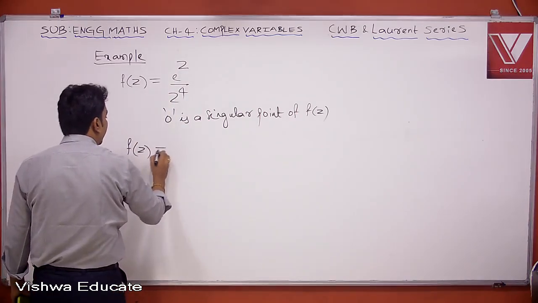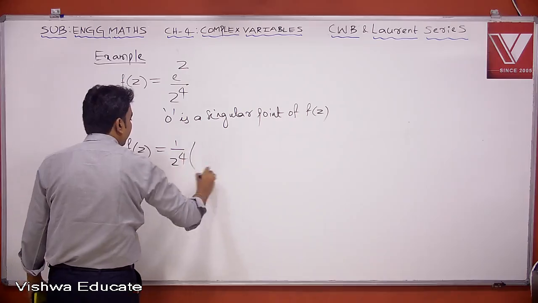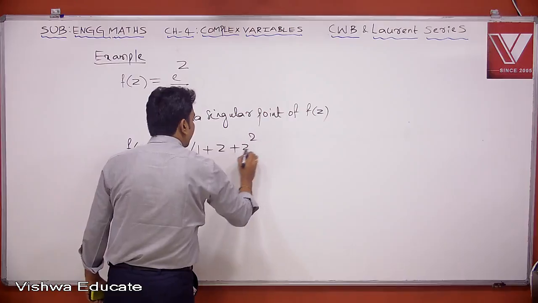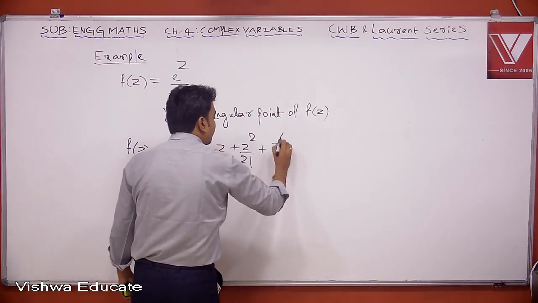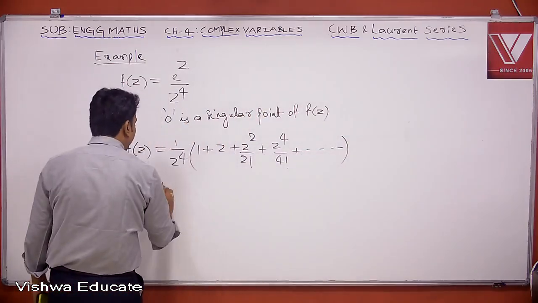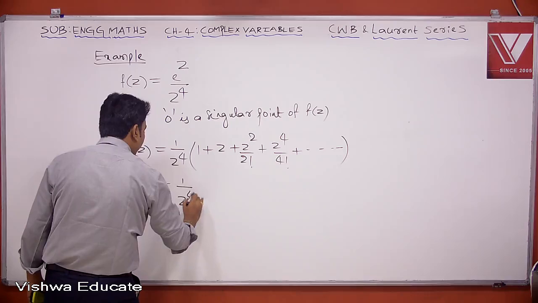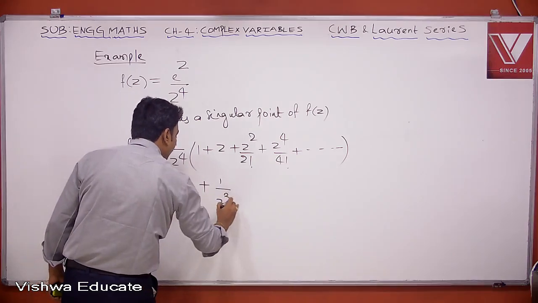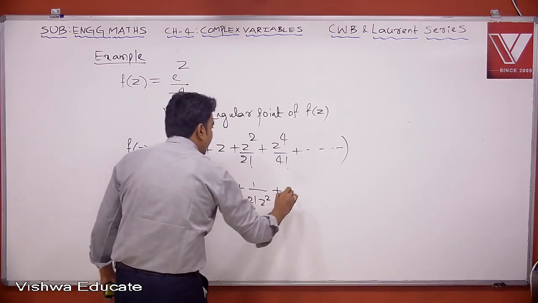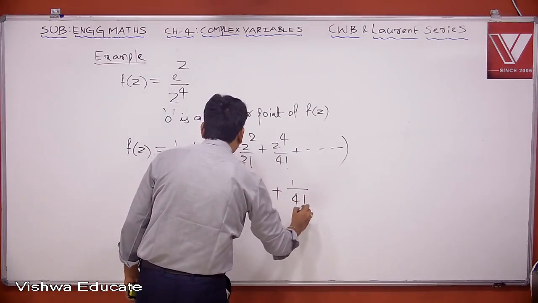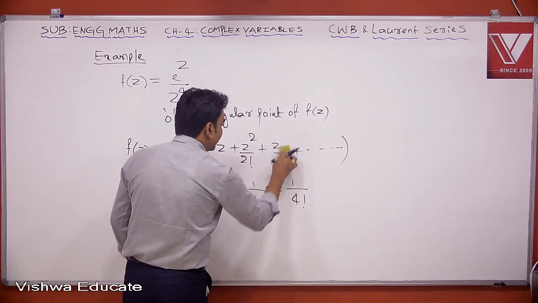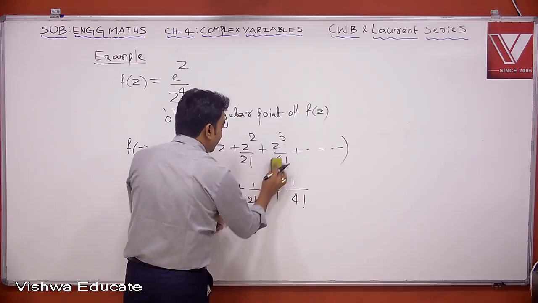Here f of z is 1 by z power 4 into the series expansion of e power z, which is 1 plus z plus z square by 2 factorial plus z cube by 3 factorial plus z power 4 by 4 factorial plus and so on. Now multiply with 1 by z power 4, this becomes 1 by z power 4 plus 1 by z cube plus 1 by 2 factorial into z square plus 1 by 3 factorial into z.